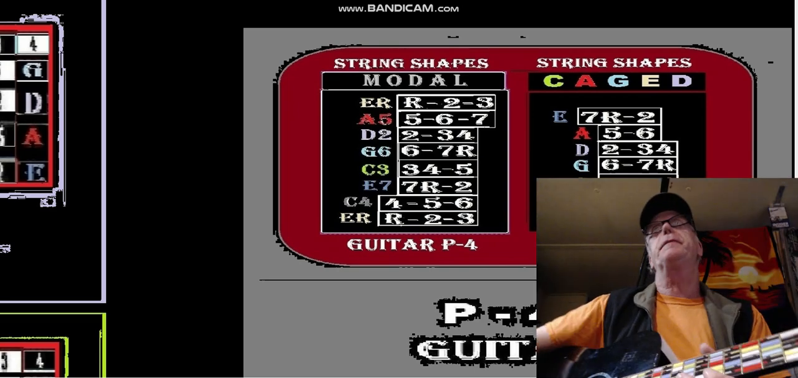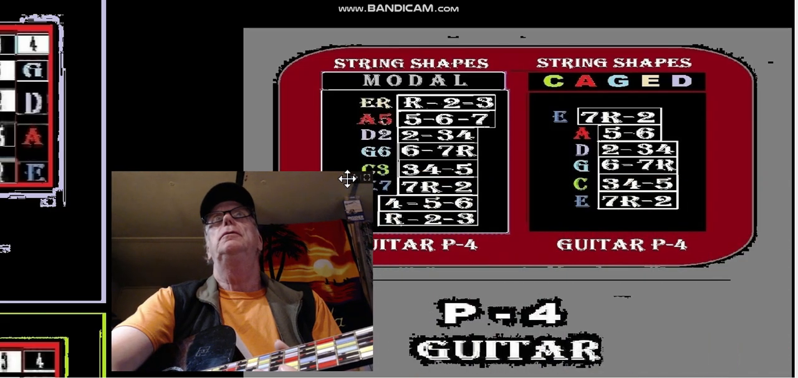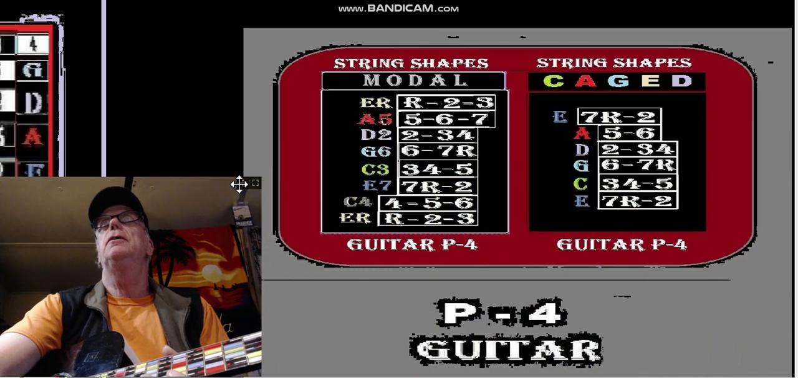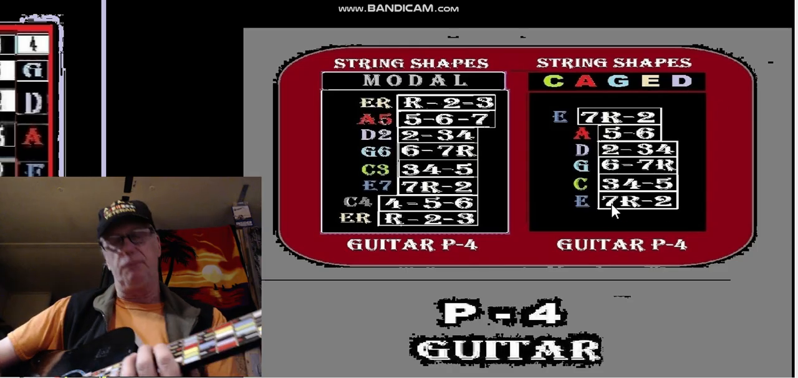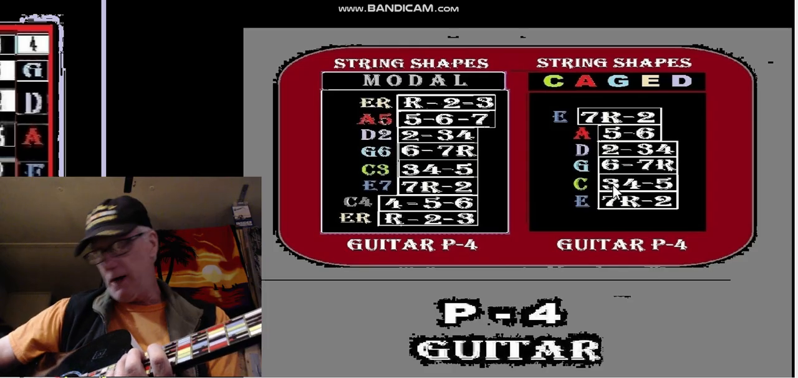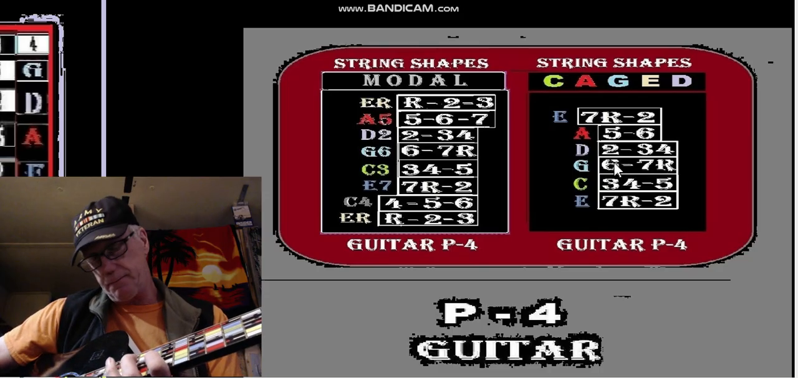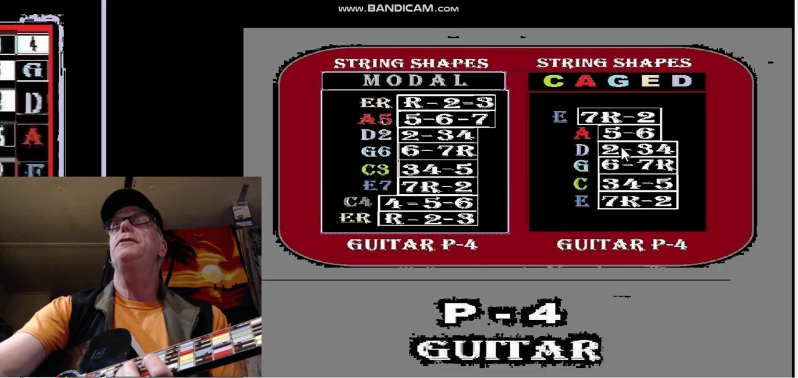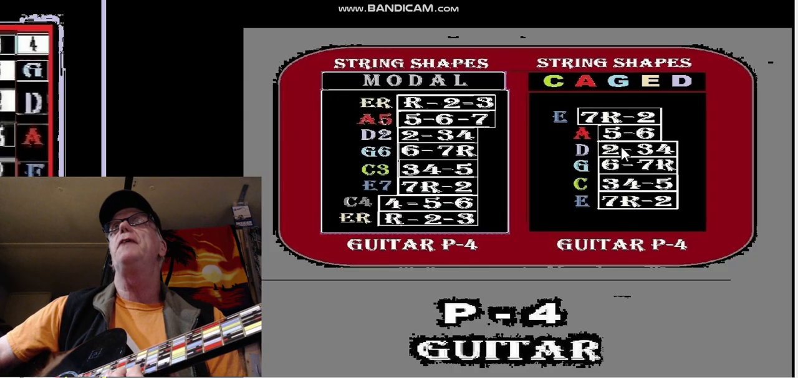All right, so we're looking at the caged string shapes. We start with 7 root 2, then we go to 3 4 5, then we go to 6 7 root, then we go to 2 3 4.